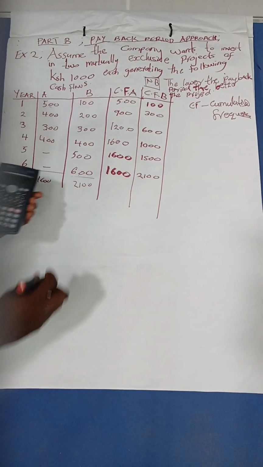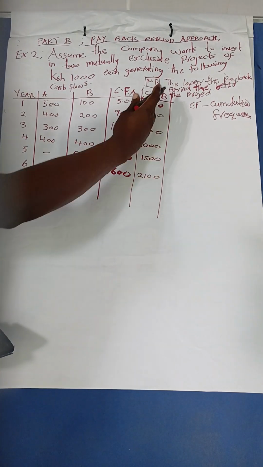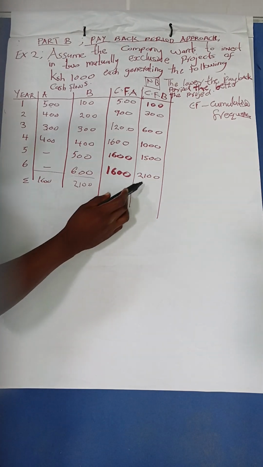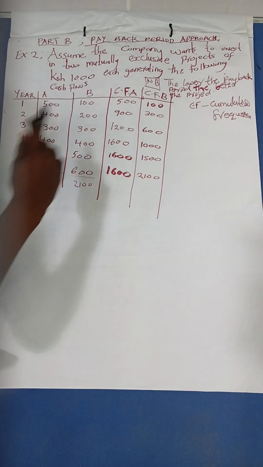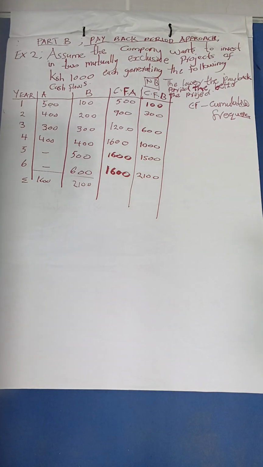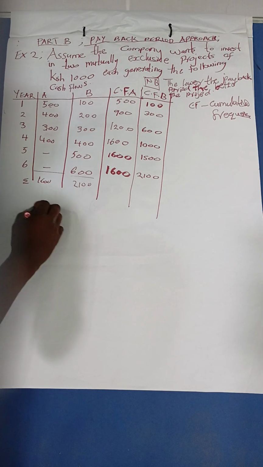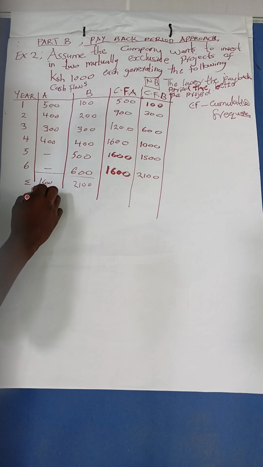This is just to confirm that my cumulative frequency column is right. If I get here 2100 is equivalent to the last figure I got here, I'm good to go. Good. That is well done. Now, we come to get how long it will take us to recover our 1000 in each project. So let's start with the payback period. Let's start with the payback project A.